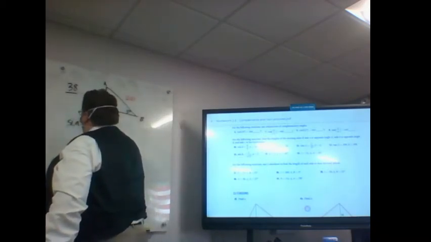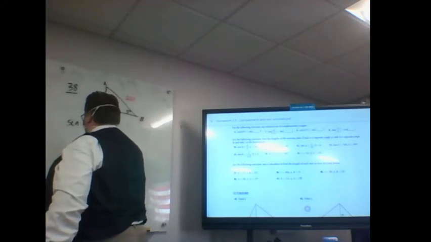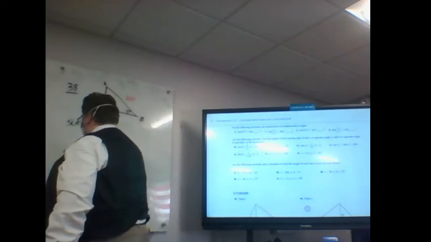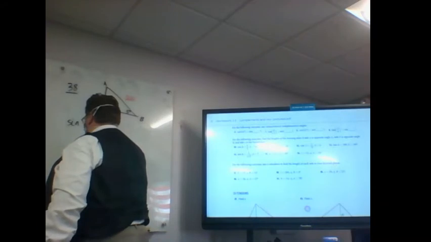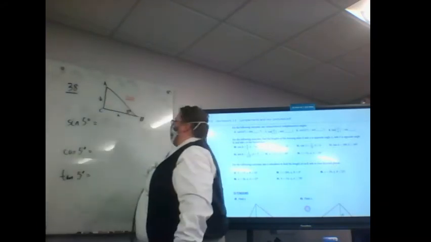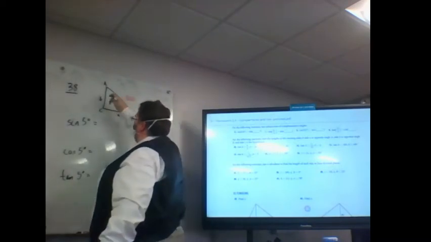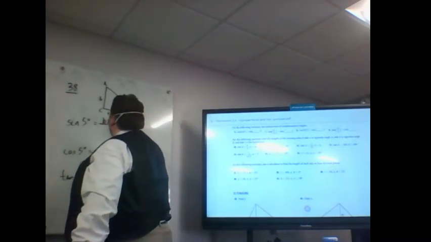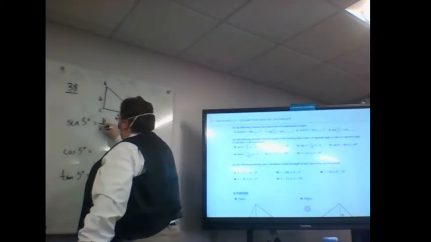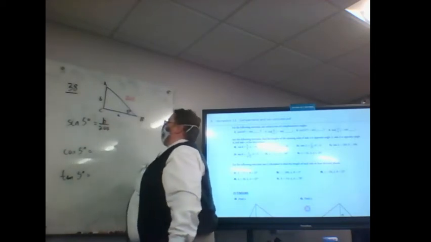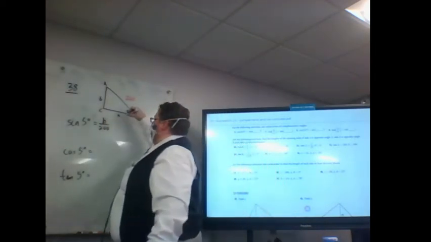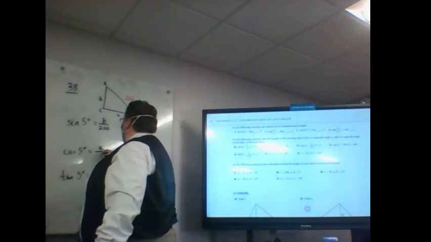Sine of now 5 degrees, cosine of 5 degrees, and tangent of 5 degrees. Okay, sine. According to my picture, sine is opposite over hypotenuse. Here is the 5 degrees. Opposite of that would be b, and then 200 would be my hypotenuse. Cosine would be adjacent, so that would be a over the hypotenuse.